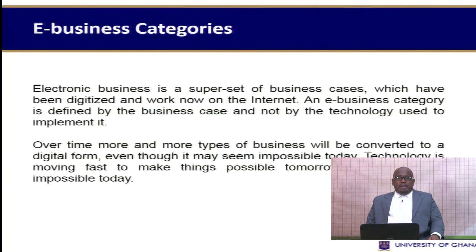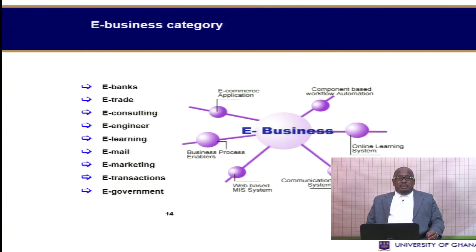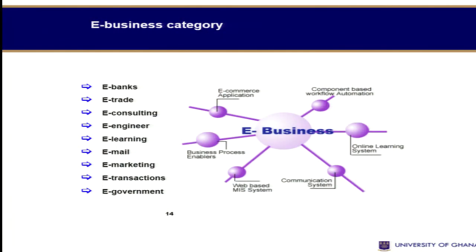So we can also begin to discuss e-business categories, and here it gets very interesting, because you can talk about e-banking or e-banks, you can talk about e-trade, e-consulting, e-engineering, e-learning, e-mail, e-marketing, e-transaction, e-government. All these are ways of categorizing e-business activities, and they all have their utilities across various industries and deliver certain consumer benefits anytime they are deployed.